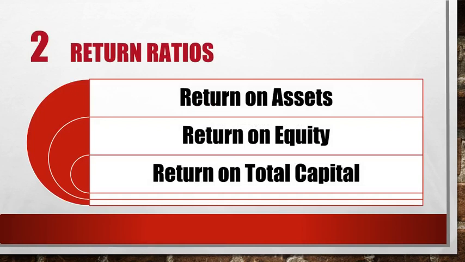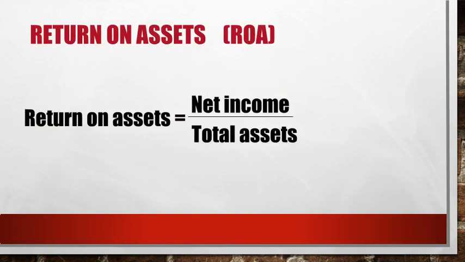The commonly used return ratios include return on assets, equity, and total capital. Return on assets, as the name suggests, indicates return generated by a company on its assets. A high return on assets ratio indicates that the company is able to generate more income from the given amount of assets. ROA is calculated by dividing a company's net income by its total assets.